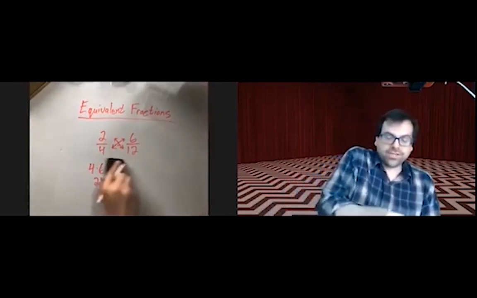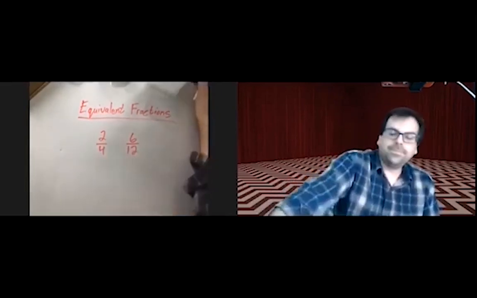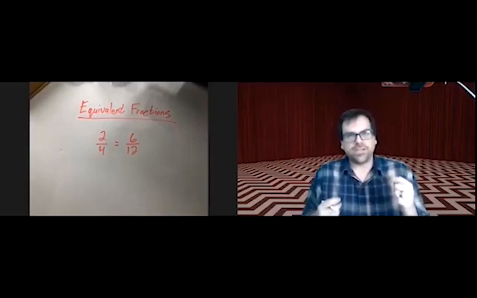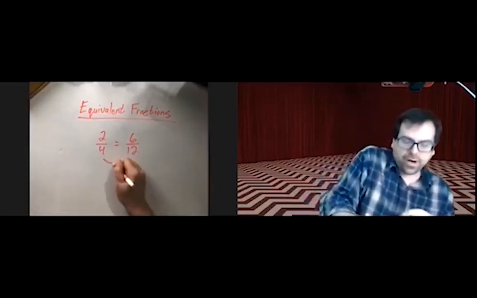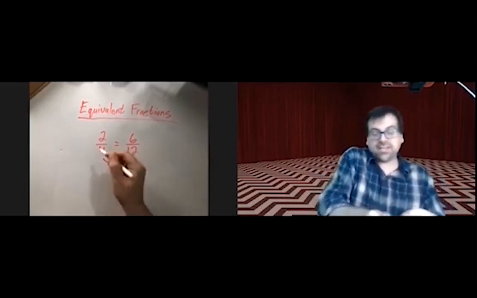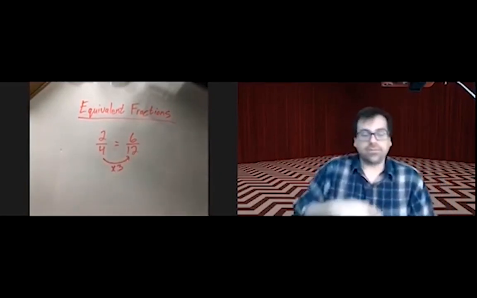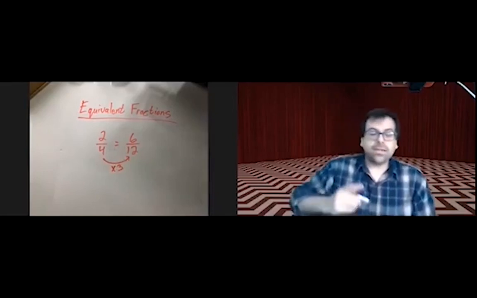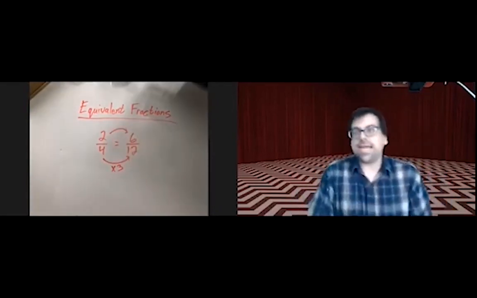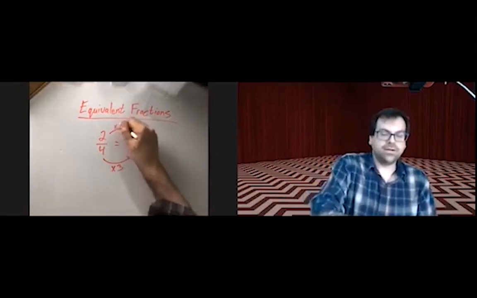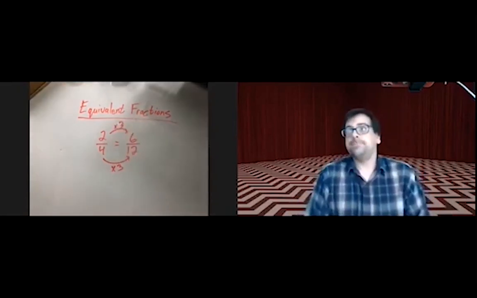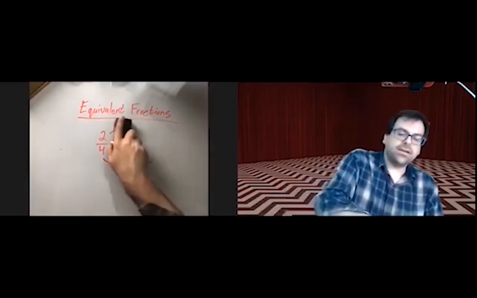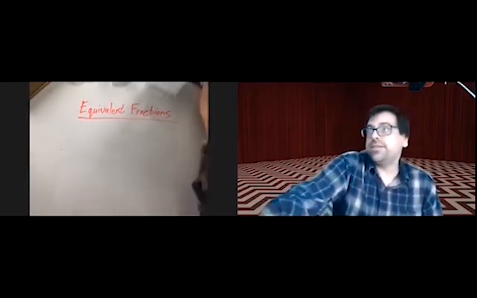Notice equivalent fractions will have a consistent pattern across the top and across the bottom. If the bottom takes times 3 to get to the second, 4 times what is 12? 4 times 3 is 12. That means the top will have the same thing. 2 times 3 is what gives us 6. We're going to use this method to create an equivalent fraction with a given denominator.